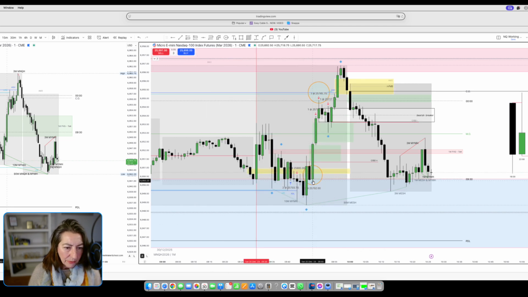Right here is where I entered, and here is where I exited. I entered a little bit early on this candle, but then price returned and swept one more time. And sometimes that's going to happen, but if you keep your stop loss pretty tight, the loss is going to be very, very minimal, which enables you to re-enter the trade. So that's what happened this morning.